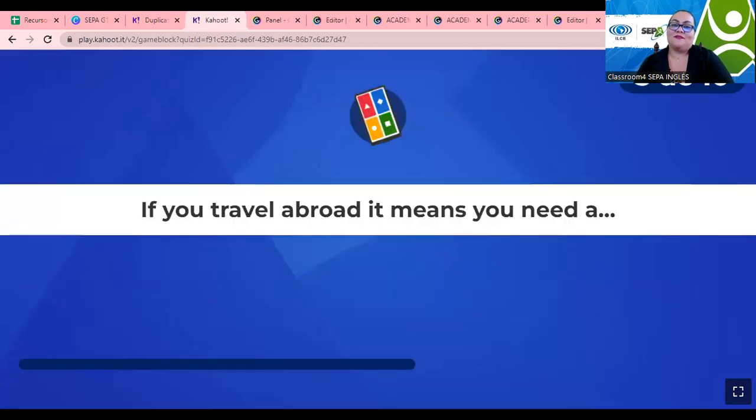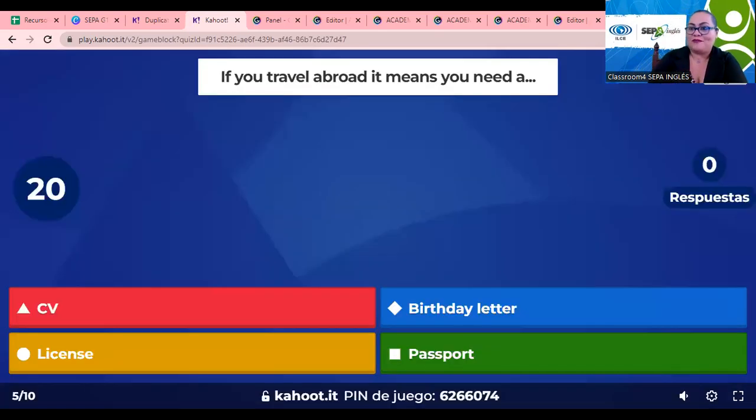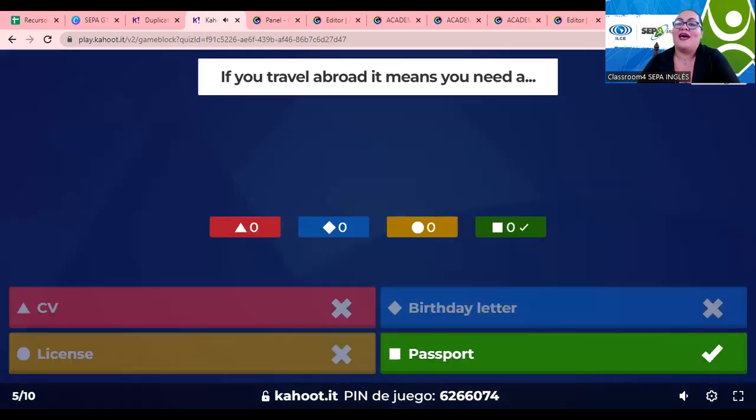If you travel abroad, it means you need a... What do you need for traveling abroad? A CV, a license, a birthday letter, a passport. This is very easy, I think. There is no way that you made a mistake here. Definitely the answer is passport. Yeah, excellent.